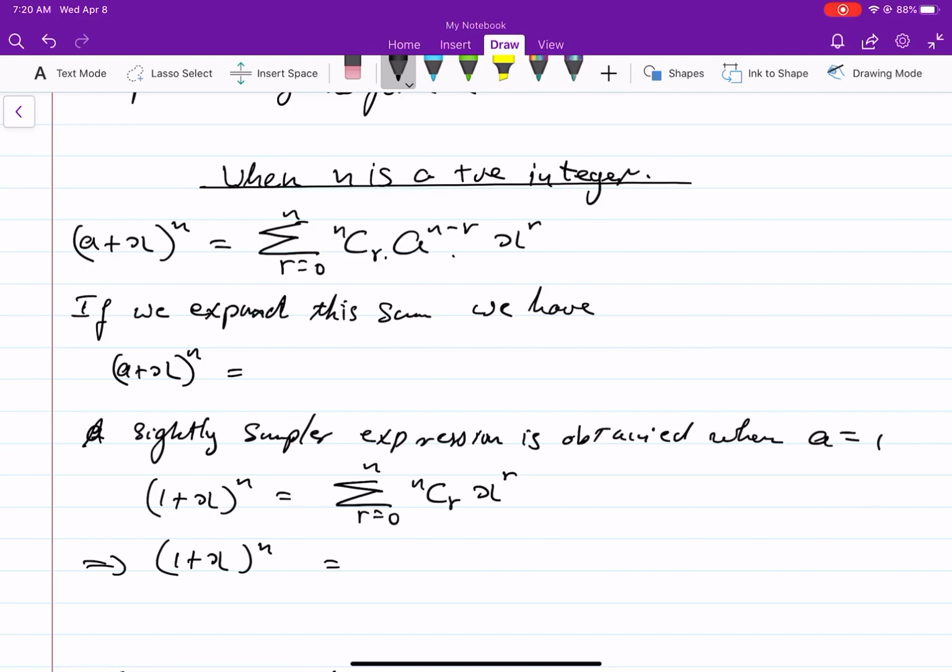As you're seeing from this expression here, the binomial theorem can be written as a sum. A plus x to the n is equal to the sum from r equals 0 to n, and notice the lower limit is 0, of nCr times a to the n minus r times x to the r.